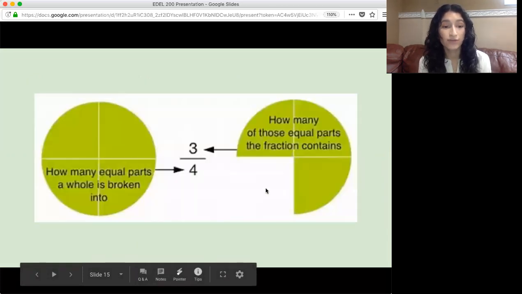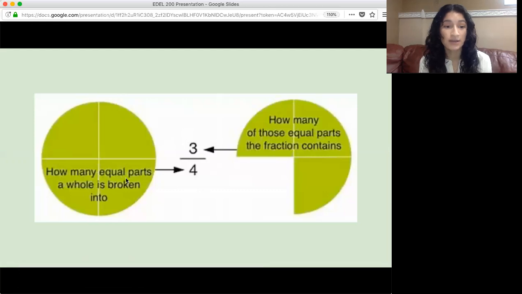And so here, furthermore, we see 3/4. Fourths is going to represent how many equal parts the whole has been broken into, 1, 2, 3, 4. And 3 represents how many of those equal parts the fraction contains. So we have 1, 2, 3, 3/4.